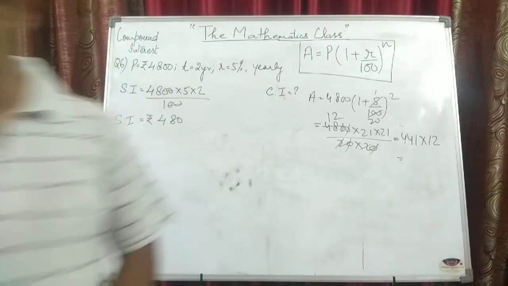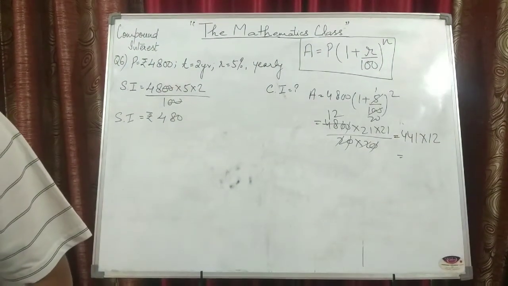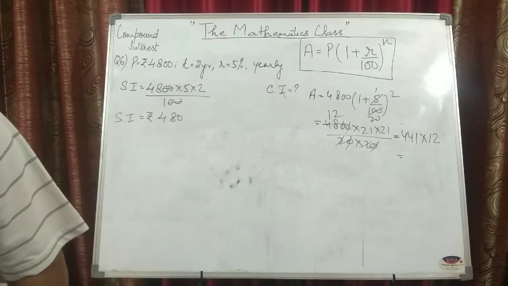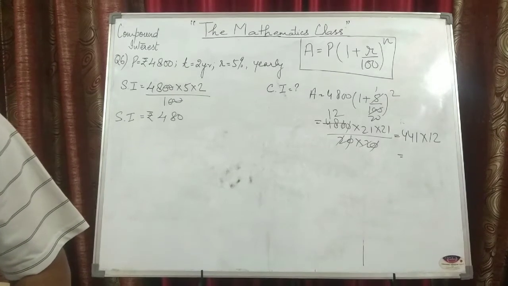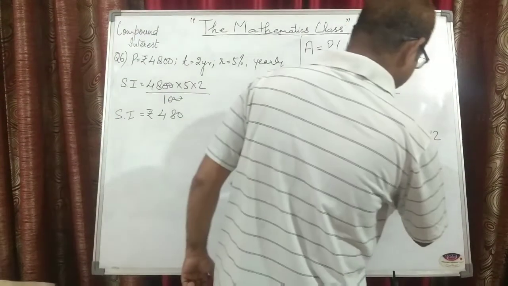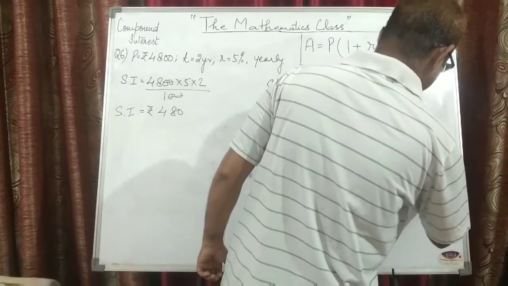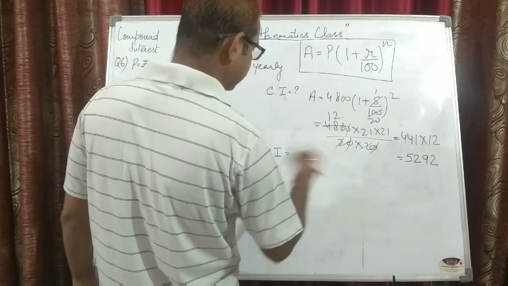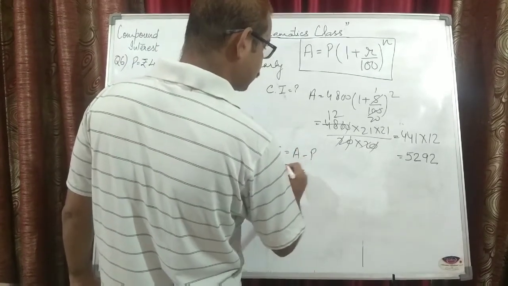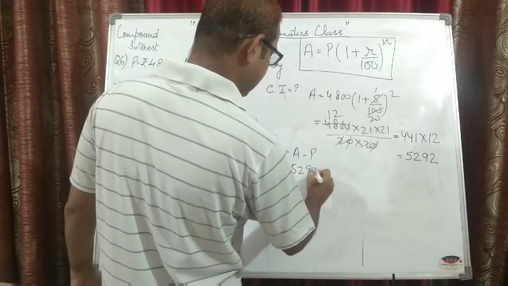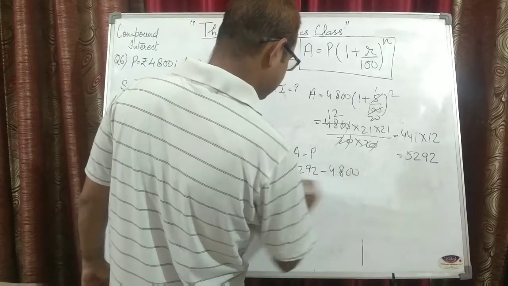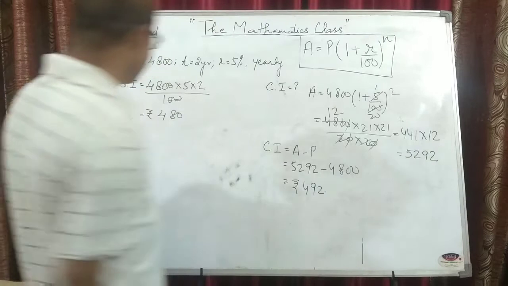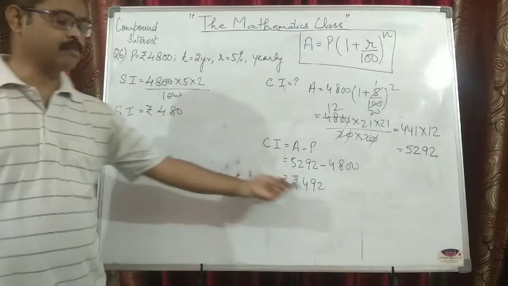We will just check out what is 21 into 21. That is 441, and 441 into 12 is 5292. So this is the amount. So interest or compound interest will be, in any case, amount minus principal. That is 5292 minus principal 4800. That becomes 492 rupees. Now you can see simple interest is 480, compound interest is 492.